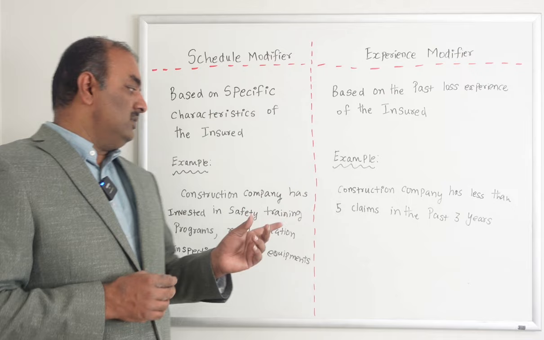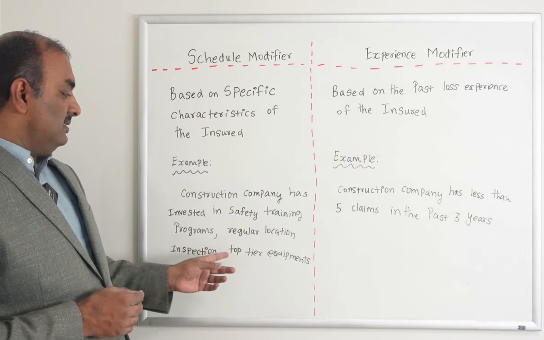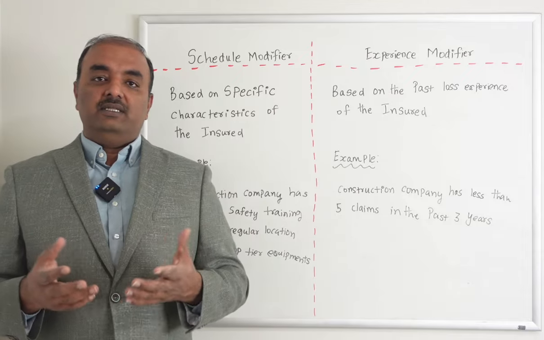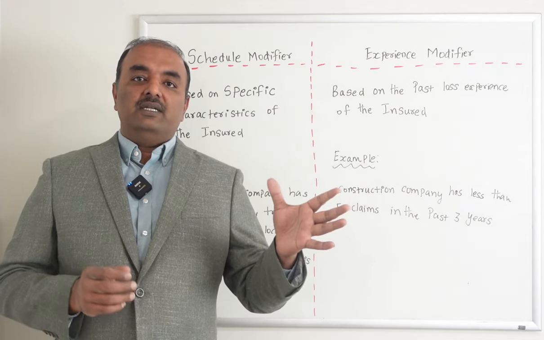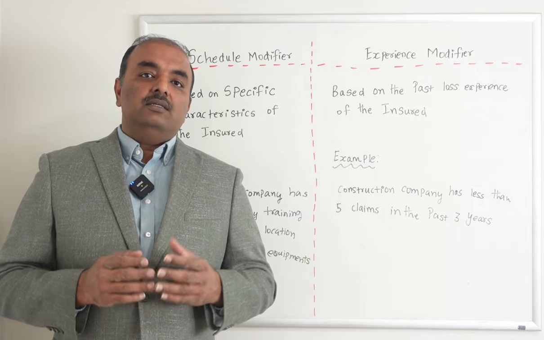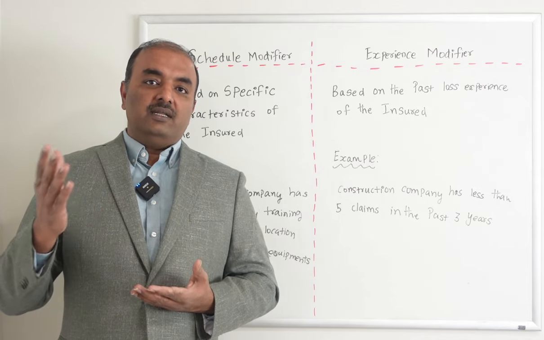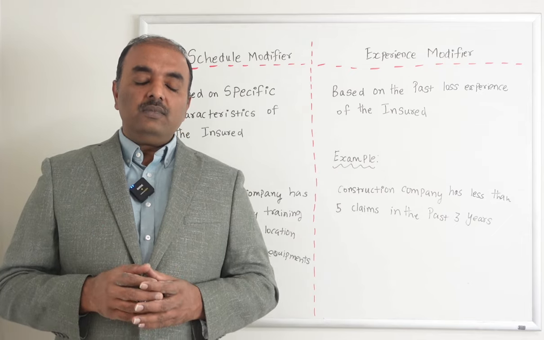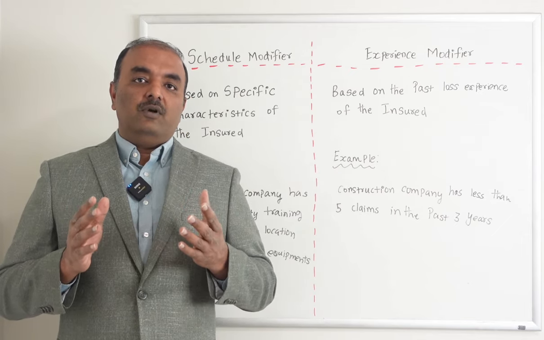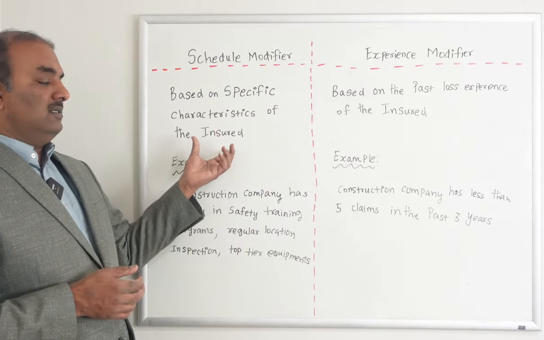For example, they will have attributes, like one attribute for safety training and one attribute for top tier equipment. If they do regular inspection, that is one more attribute, so they adjust a value between 10 and 25%. As a result, if you have good safety precautions and your premium is 100k, you can bring it down to 95k or 90k. This is called a schedule modifier. As I told you, it's based on the risk characteristics of the customer.